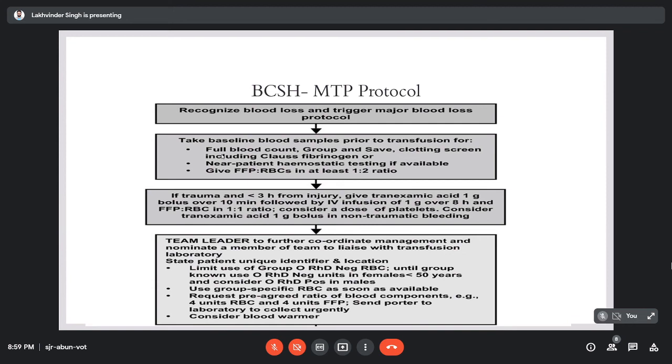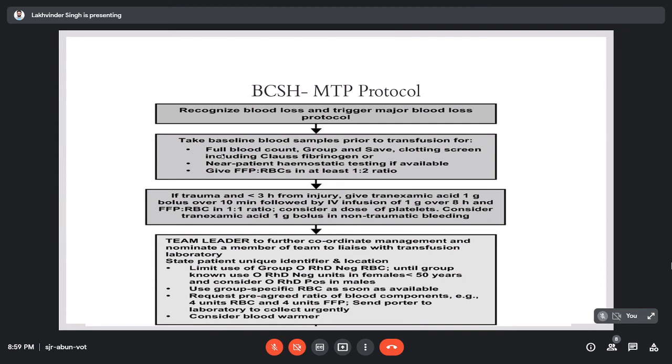The British give 1:2, some centers give 1:1 as well. If trauma is less than 3 hours, then you give tranexamic acid, and you can start giving blood in a 1:1 ratio. Coordination with the blood bank should be there so that the blood components are issued. If there is no time for cross-match and the patient is very sick, then issue O negative PRBC, and AB positive plasma can be issued.